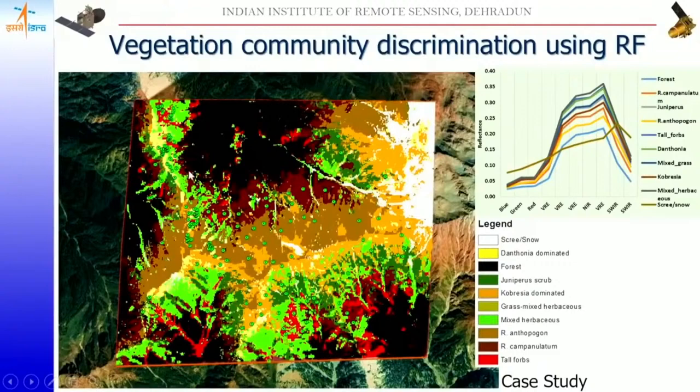This is the output of the random forest based classification of this alpine ecosystem. Here you can see the distribution of scree, Danthonia, forest, Juniperus, scrub, Cobresia, and different kinds of other alpine vegetation in a particular area. This is a very fine level classification, and machine learning, especially random forest or support vector machine, is very useful to classify vegetation at a very finer scale.